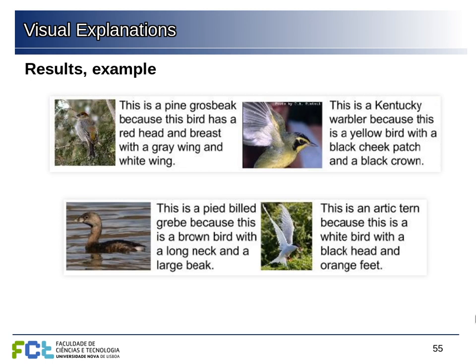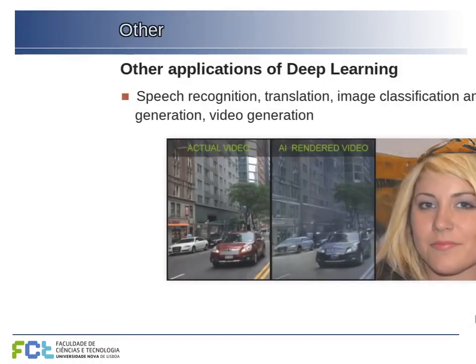So this is an example of putting together different kinds of networks to do different things. In this case, classifying images and generating text that describes the image.